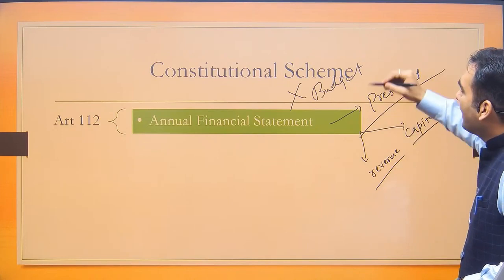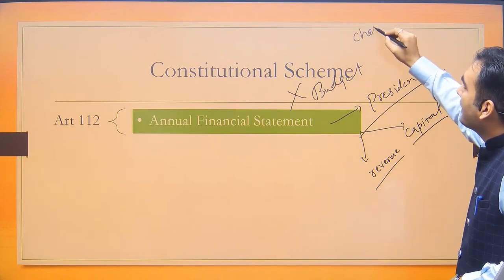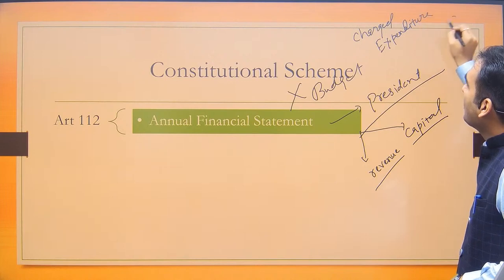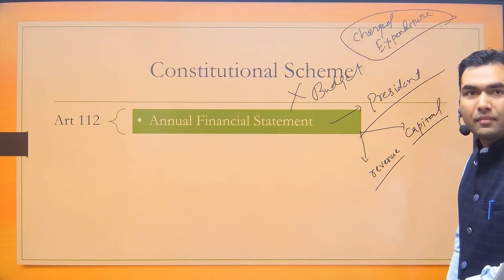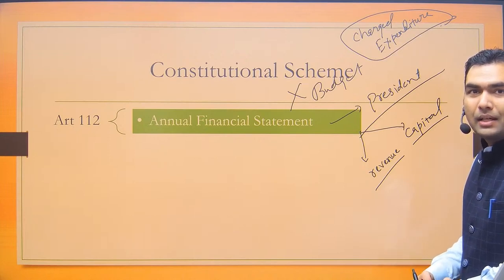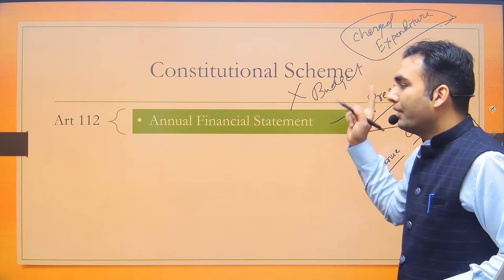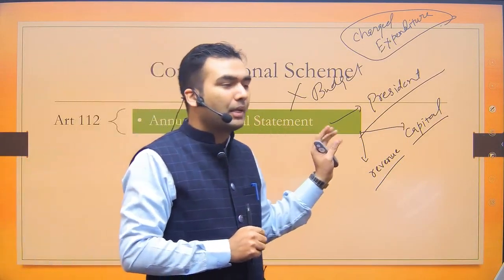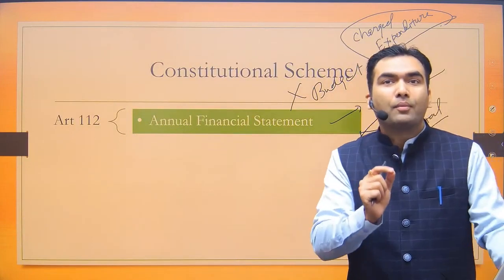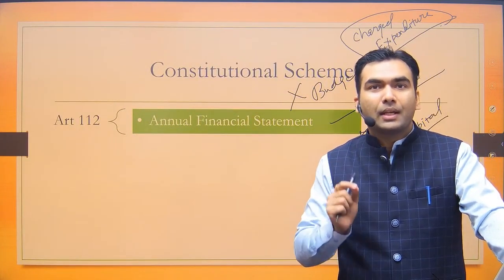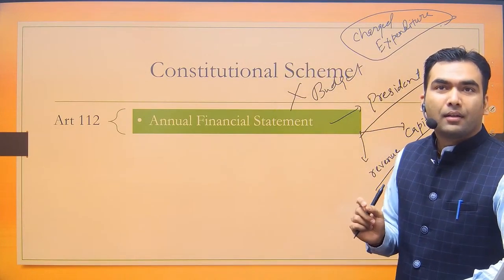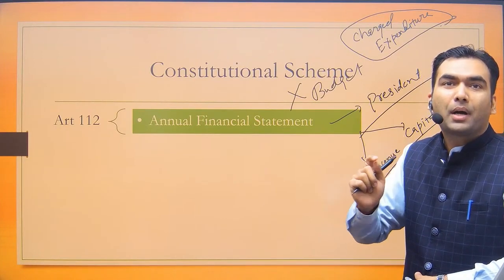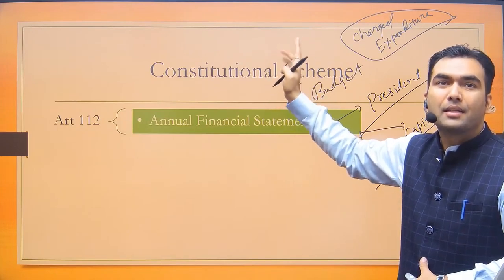The second thing mentioned in this article itself is that certain expenditure would be in the nature of charged expenditure. Can you tell me which expenditure are categorized as charged expenditure in our Constitution? You might be aware that charged expenditure are not voted in the Lok Sabha. They are debated, discussed, but not voted. So effectively, the Lok Sabha does not have the power to restrict or decrease this expenditure.